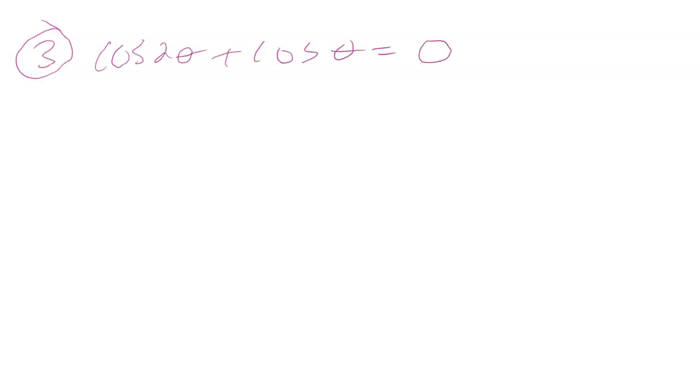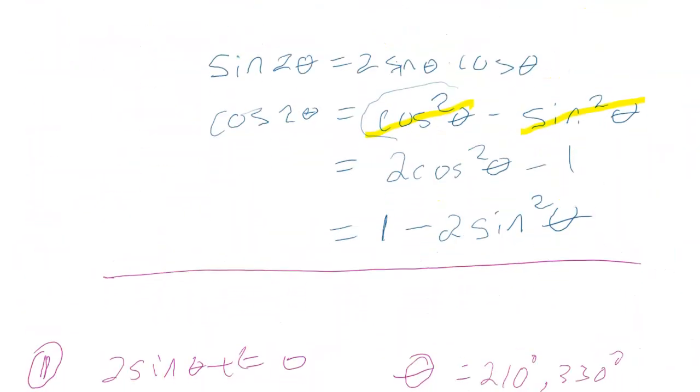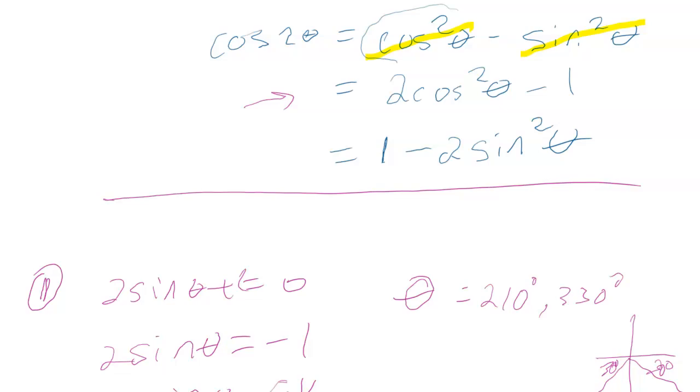Number 3. See, we already have a double angle. So cosine 2 theta plus cosine theta is equal to 0. There's nothing we can do with this problem written like this, so we have to use one of our double angle formulas. I basically want to get everything in the same trig function. I don't want a sine and a cosine floating around together. It's really hard to solve. I either want to go all cosine or all sine. So we're going to use the second double angle formula for cosine.